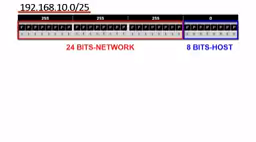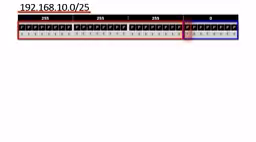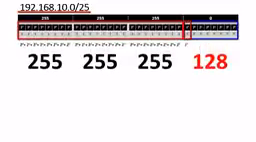Okay, now the question is, in a class C IP address we have only 24 network bits, so from where do we get another bit? The solution is very simple. We have to borrow 1 bit from the host. So the new subnet mask you will get is 255.255.255.128. Now where did we find this 128?